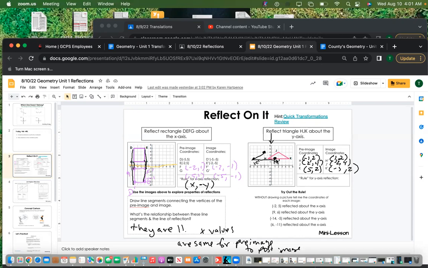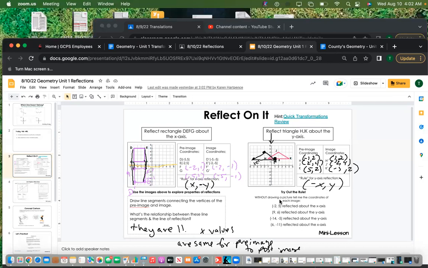And we're going to connect the dots. Ta-da! Okay, so what's the rule for this one? Well, let's look at our x's and our y's. What happened between the pre-image to the post-image? All that happened is we switched the sign of the x value. So we're going to change the sign of the x value.